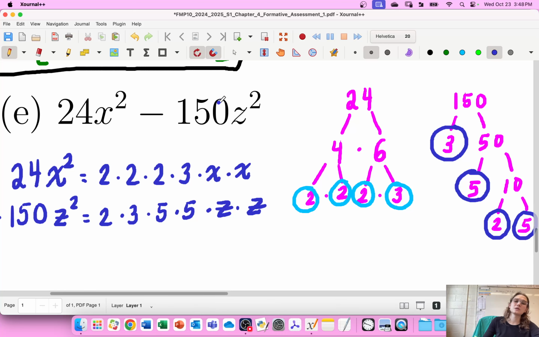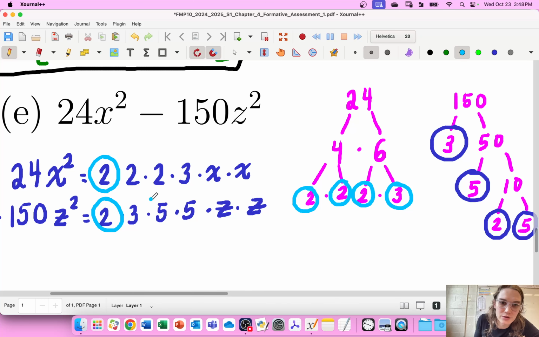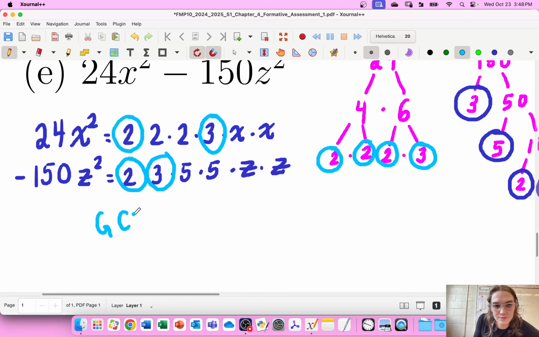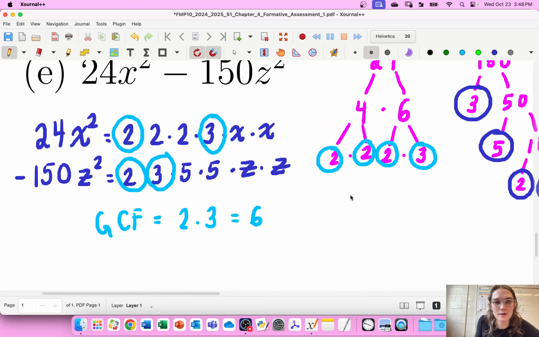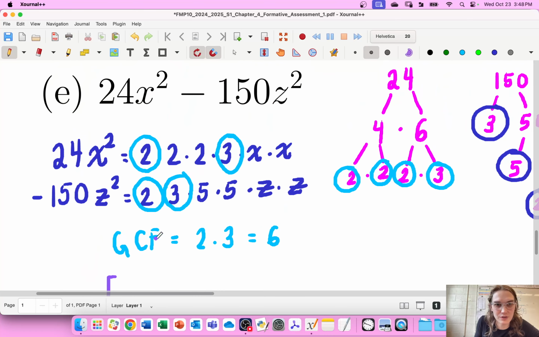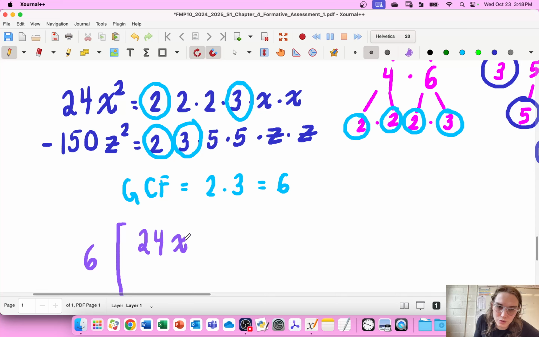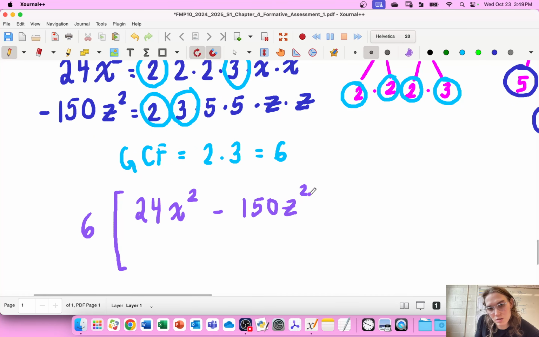So anything that's common, oh, it's a greatest common factor of 6. Okay, because there's a 2 that's common in both. There's a 3 that's common in both. And that's it. So my GCF equals 2 times 3 equals 6. All right, so then I pull the greatest common factor out, and I basically want to divide 24x squared minus 150z squared.